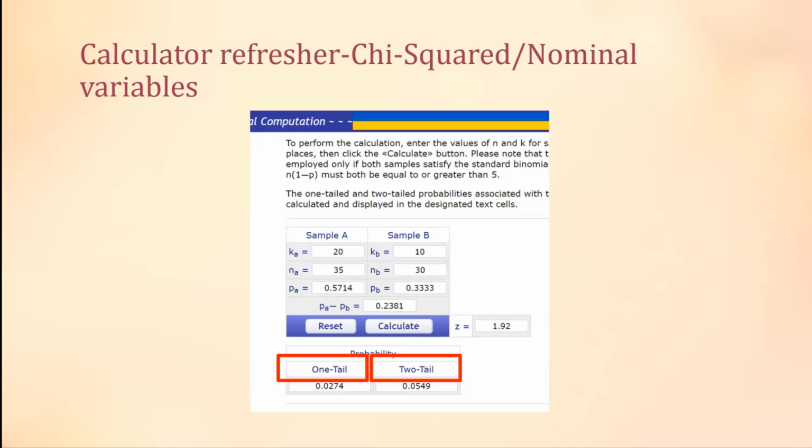So for the one-tailed p-value, the p-value is approximately 0.03, and per our definition, the generally accepted cutoff for statistical significance is 0.05. Since p is less than 0.05, there is a statistically significant difference. The proportion of yellow marbles in bag A is significantly greater than the proportion of yellow marbles in bag B.